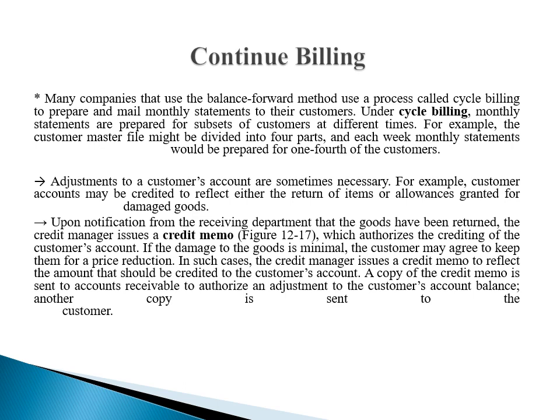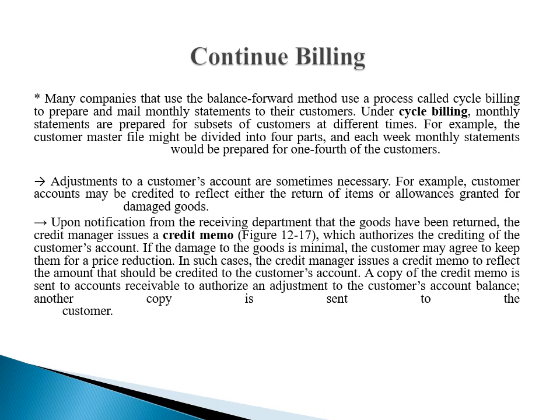The second point, adjustment. Adjustment to a customer account is really necessary. For example, the customer account may be credited to show either the return of the items if they are damaged, or inferior in quality, or defective, etc., or an allowance granted for damaged goods without returning them, where we can offer the customer a discount. We call it allowances. Right.